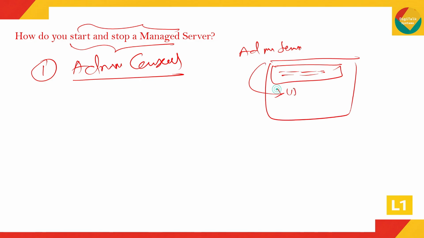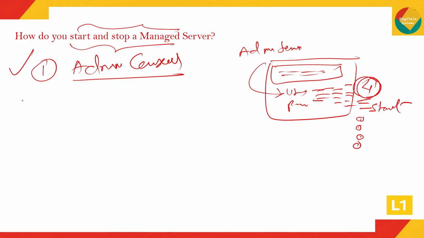And you log in with the username and password. And after that you get some options here, all the servers will be listed here. For example, if you have 4 managed servers in your domain, then you will have a certain section where all the 4 managed servers will be listed. You click on each and every managed server, and then you can start from the admin console. This is the first option.